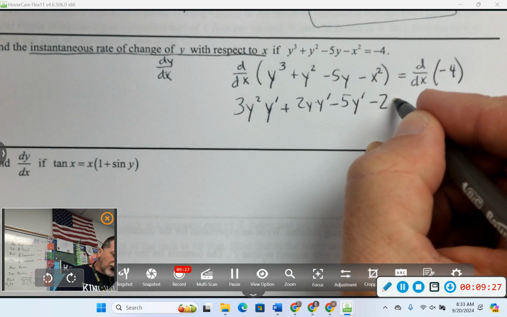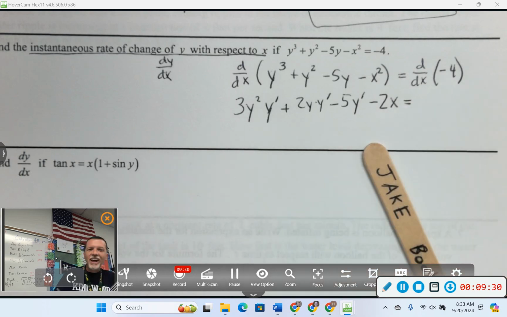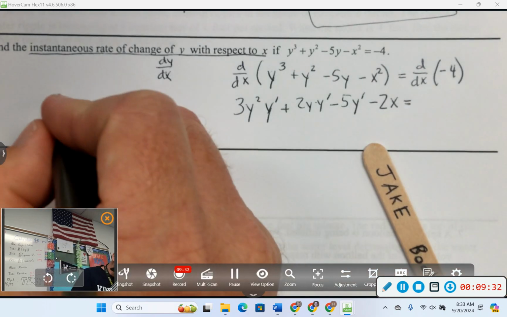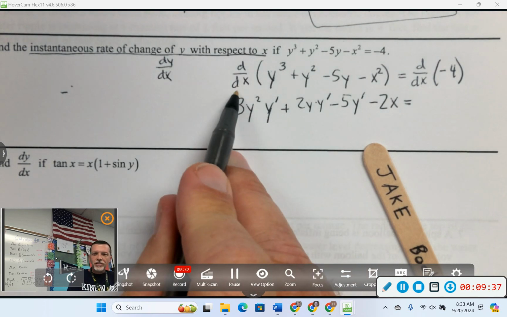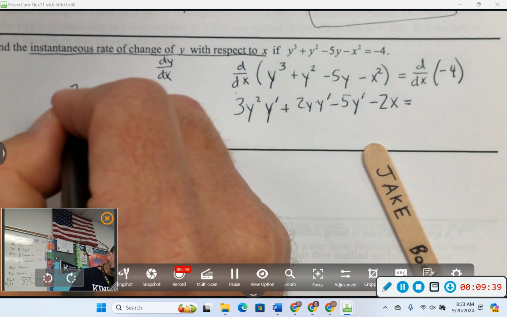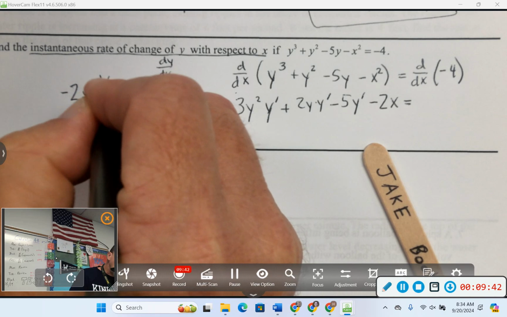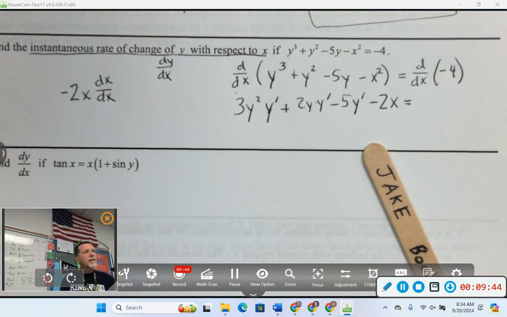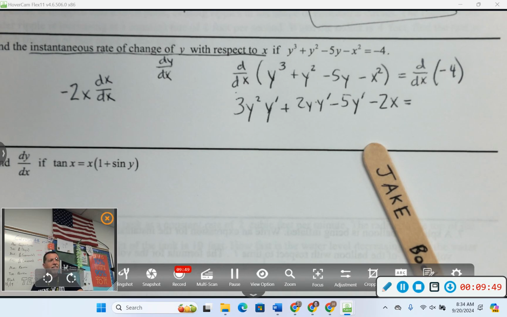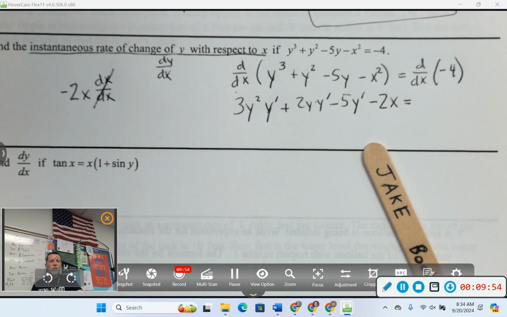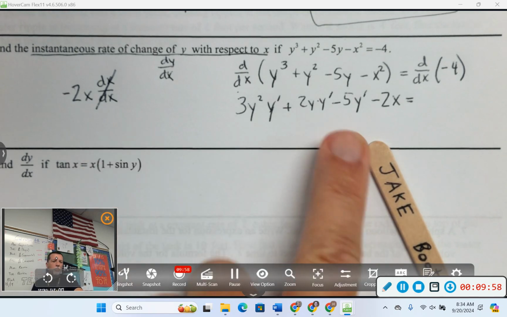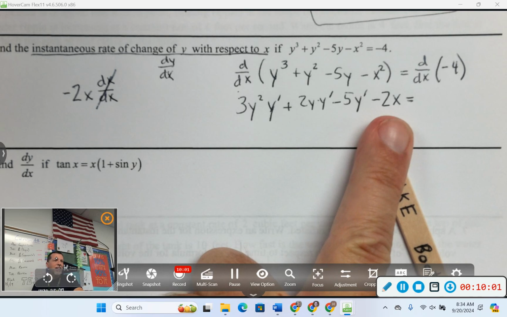Okay, I'm glad you said that. Because this is the danger of writing it as prime as opposed to the dx stuff. So what you would have said is negative 2 dx dx. That's not wrong. What's dx dx? 1. So we don't really do chain rule on x's, although if you did, it wouldn't matter. So I wouldn't put dx dx, but you weren't really wrong to say it.